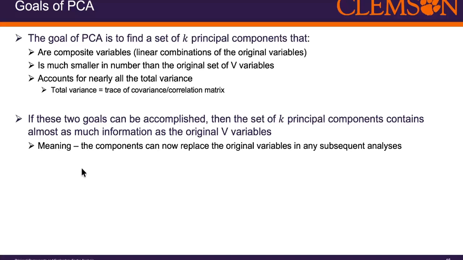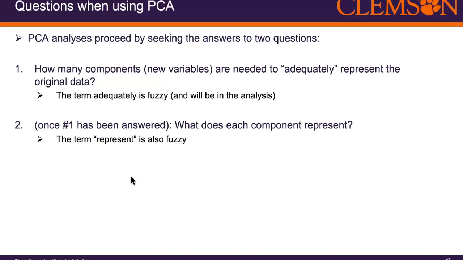And that means that we can then replace the original variables with these new components in any analysis that we wish to go forward with. So principal components analysis is often more a tool that we use to filter data prior to other analyses. And the questions that we ask are typically the following. If we're going to use a principal components analysis, we have to answer these questions before we really dive into it. The first question is, how many components or new variables are needed to adequately represent the original data?